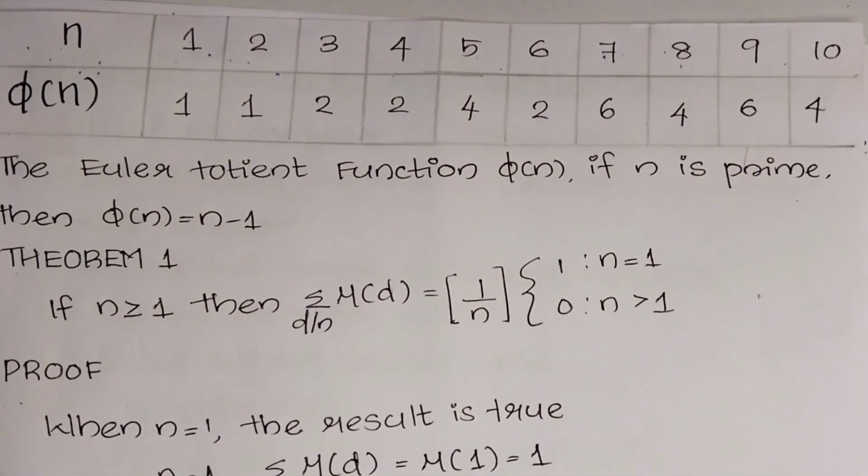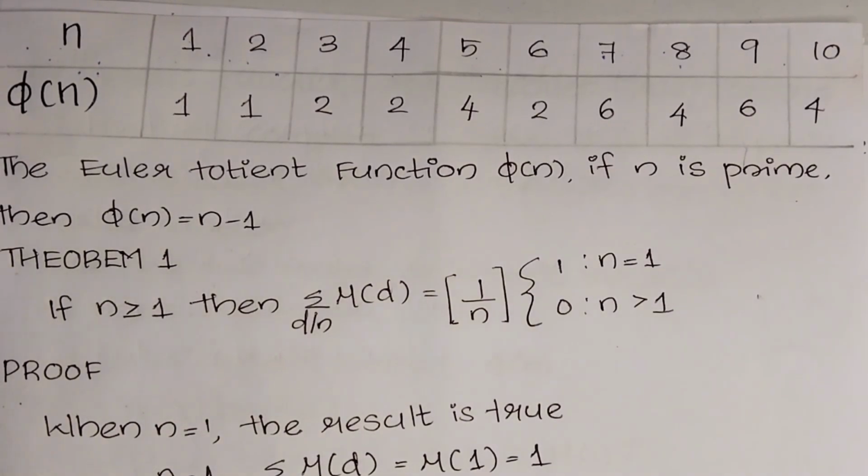What is the difference between the Euler Totient function and the Mobius function? The Mobius function tells us about the square freeness and prime factors of a number, while the Euler function gives the count of numbers which are relatively prime to a given number.